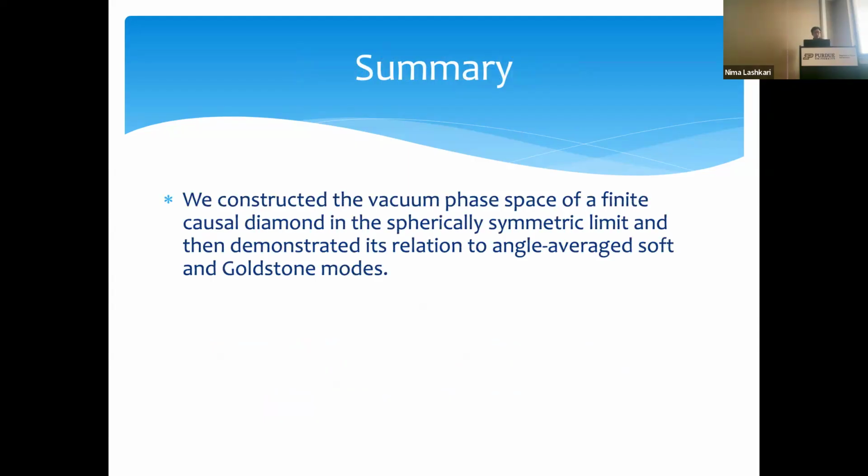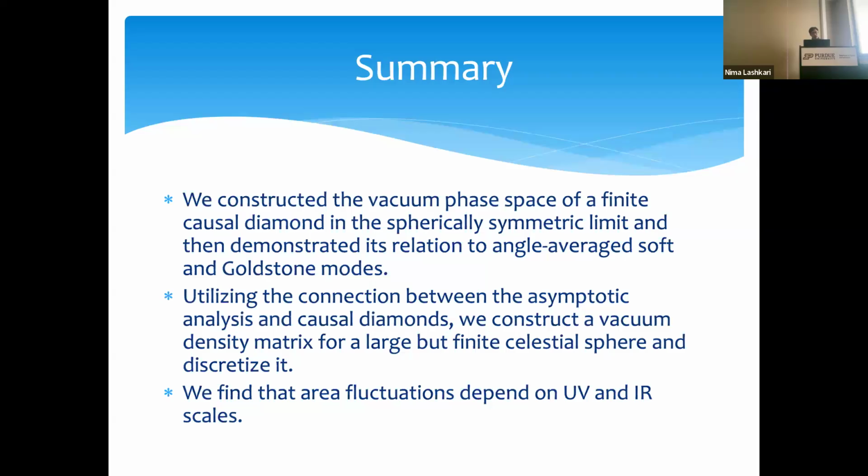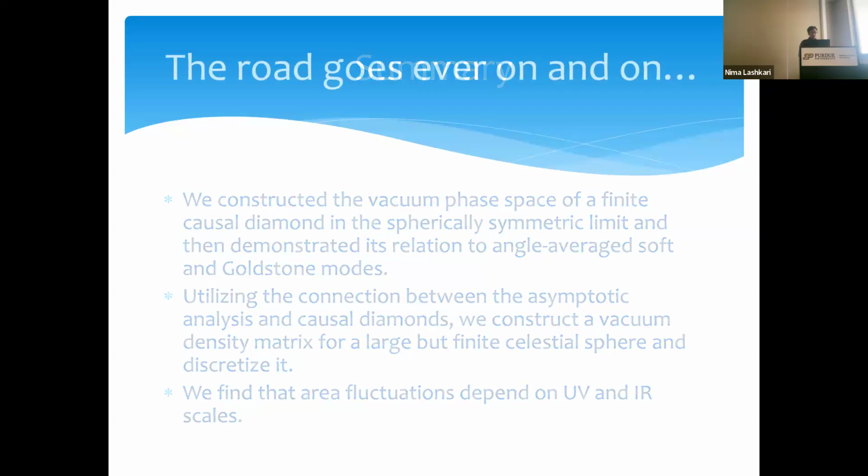We began by constructing the vacuum state of a finite causal diamond in the spherically symmetric limit, and then we demonstrated its relation to angle-averaged soft and Goldstone modes. Once we did that, we were able to utilize the connection between asymptotic analysis and the causal diamonds to construct a vacuum density matrix for a large but finite celestial sphere. And in order to compute moments, we discretized it. And we find that the size of the area fluctuations, the variance in particular, depends on the product of a UV scale and an IR scale.